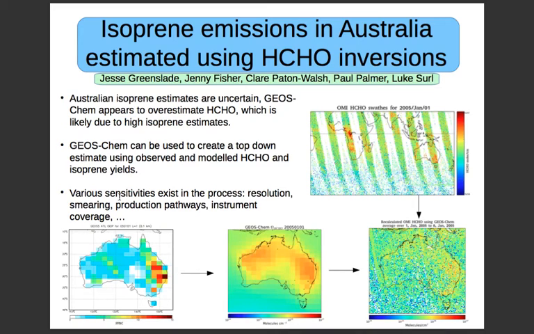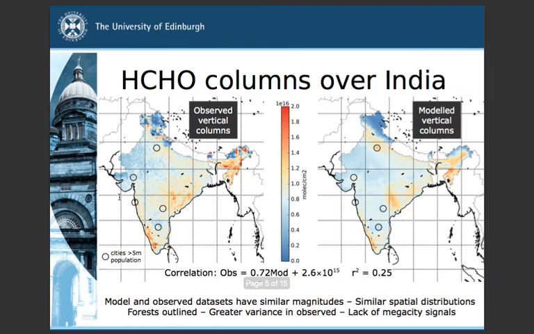So another formaldehyde isoprene-based one, this time looking over India. I've run the GEOS-Chem model at 0.25 by 0.3125 and also used OMI retrievals, and the model results have been used for the AMFs and as a comparison, and find interesting things about biogenic emissions of isoprene over India.